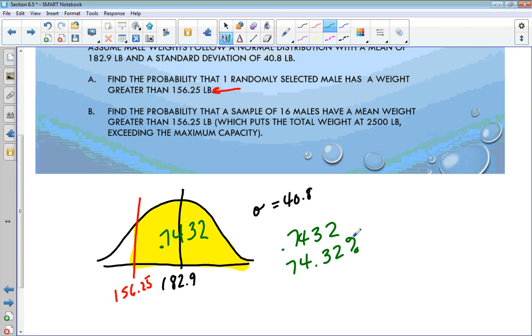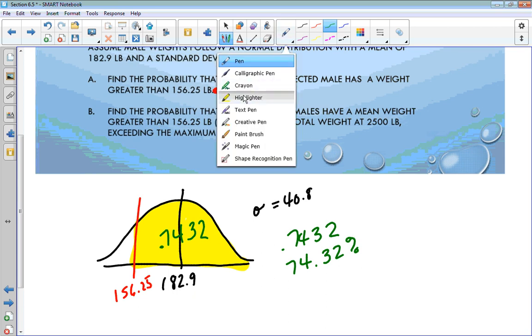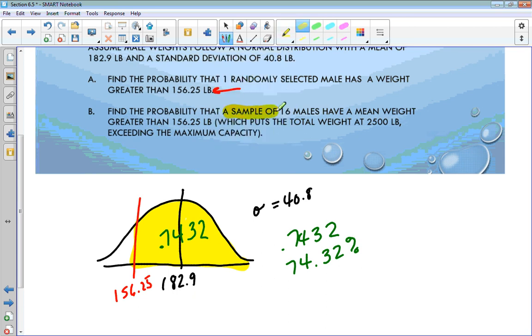Now part B comes the central limit part. Find the probability that a sample of 16 males have a mean weight greater than 156.25, which puts the total weight at 2,500 pounds, exceeding that maximum capacity of that elevator.